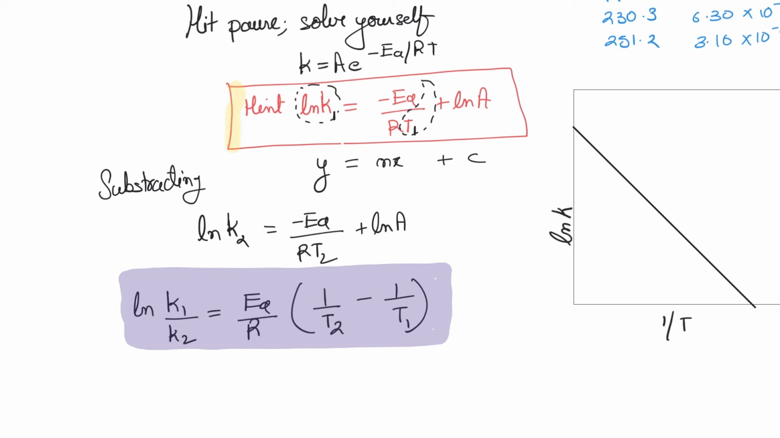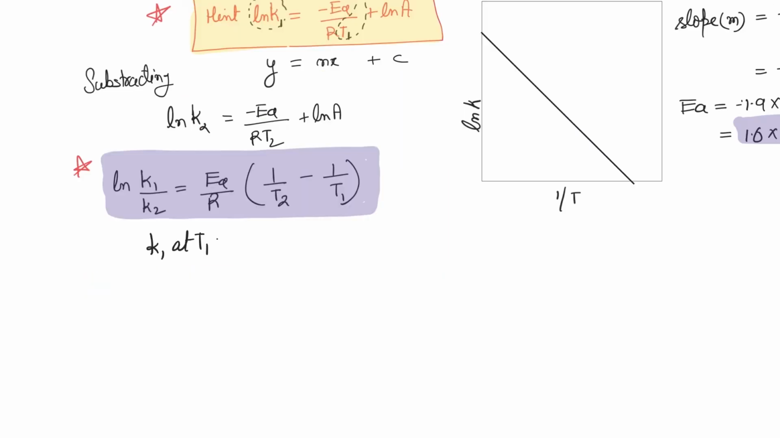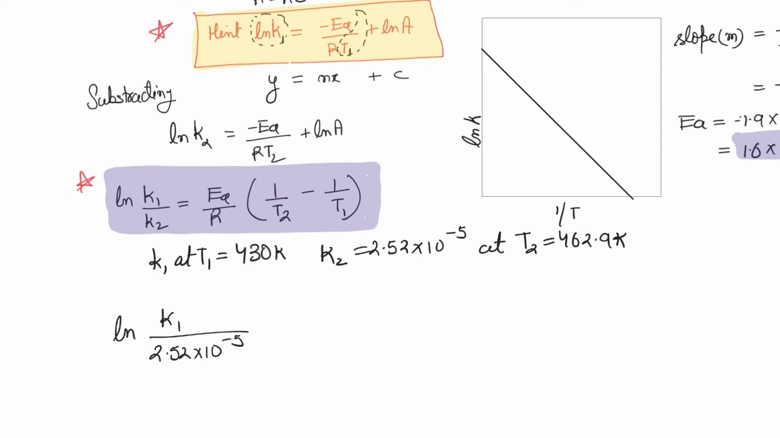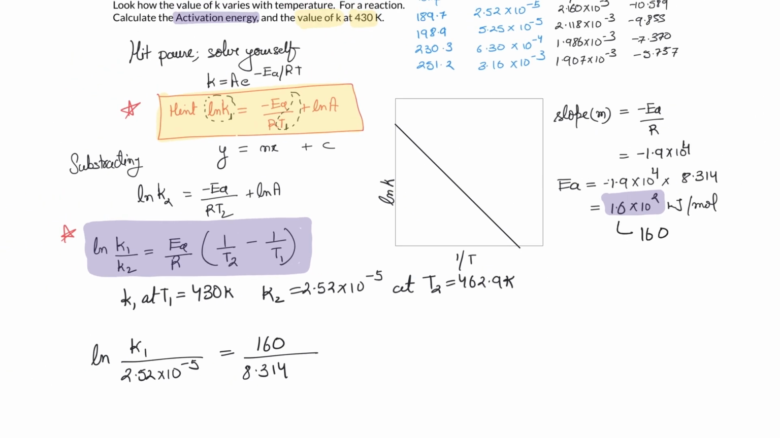So what the question is asking is that at temperature, that is 430 Kelvin, T1, you have been asked to find K1, and K2 is already given in the table, that is 2.52 into 10 to the power minus 5, and what is T2? 462.9, right? Now, what you simply will do is use the equation. So you'll apply the maths, plug in the values of K2, EA that you already found. It's 160 because it was 1.6 into 10 to the power 2, right? So you can simply write it 160 kilojoule.